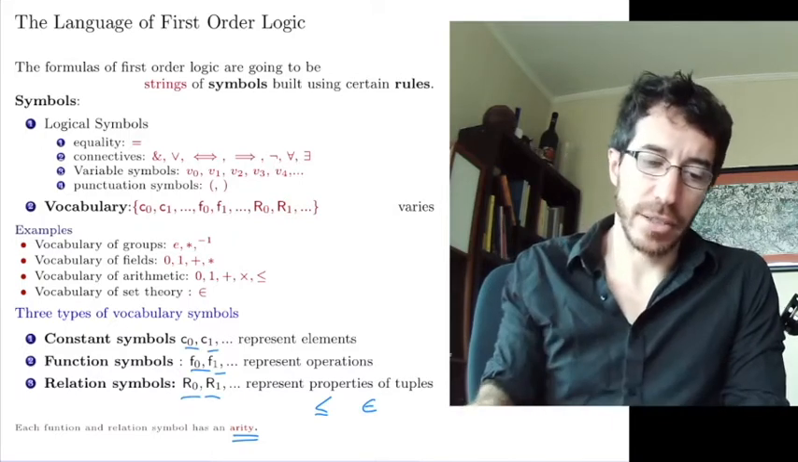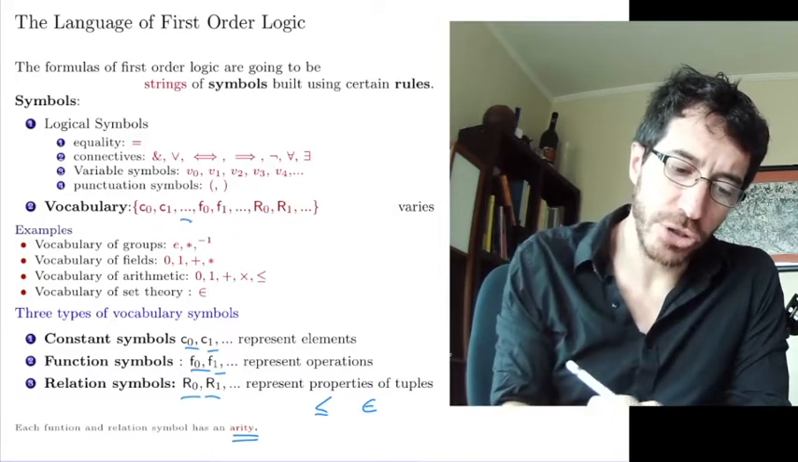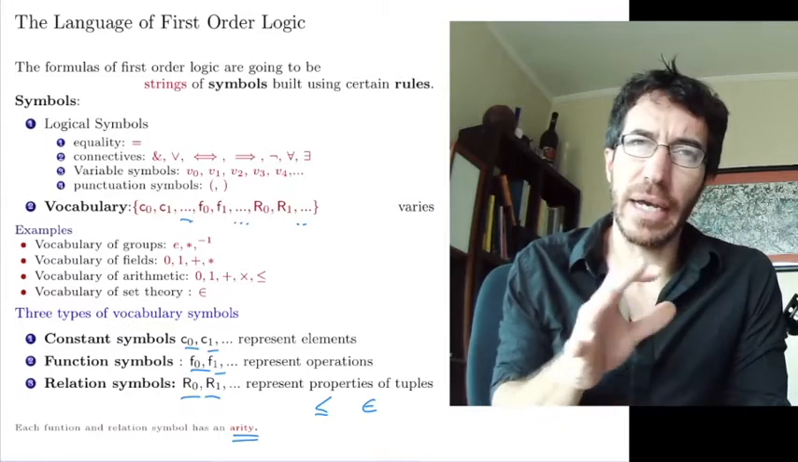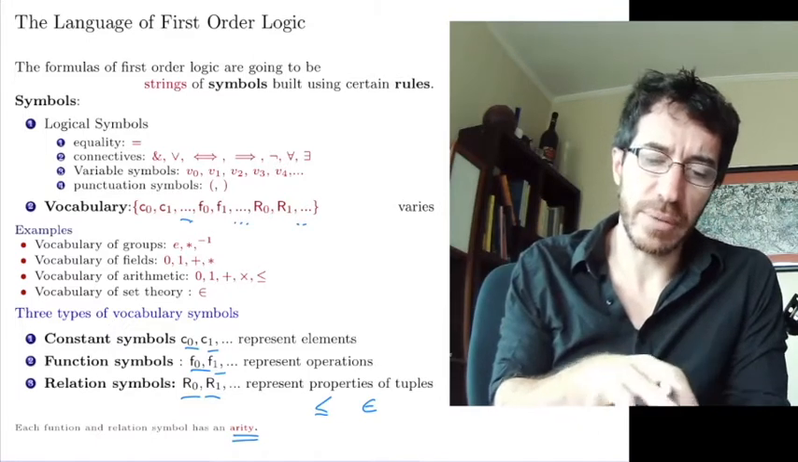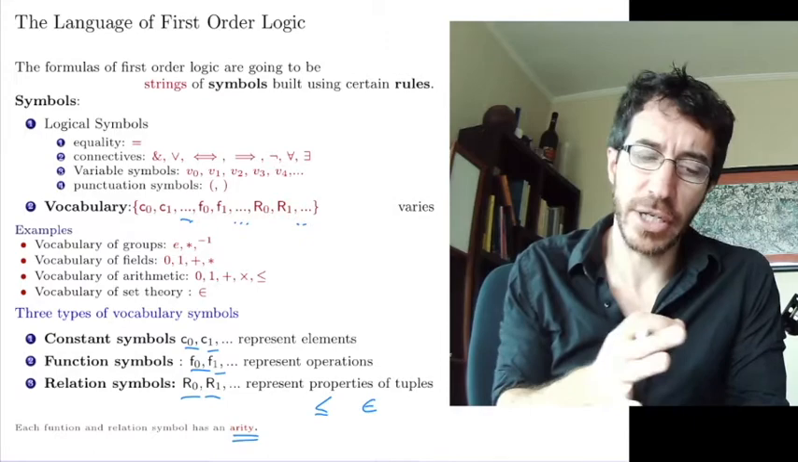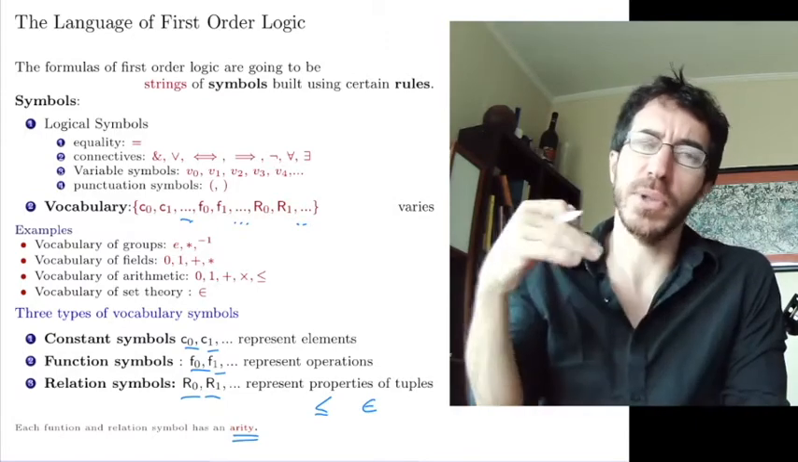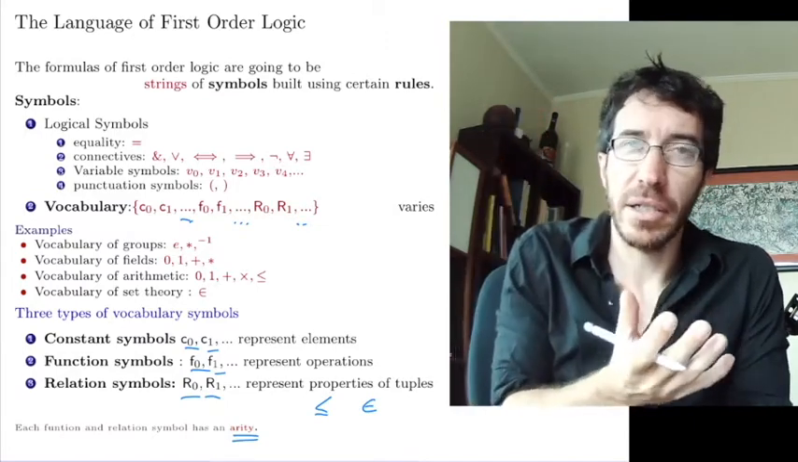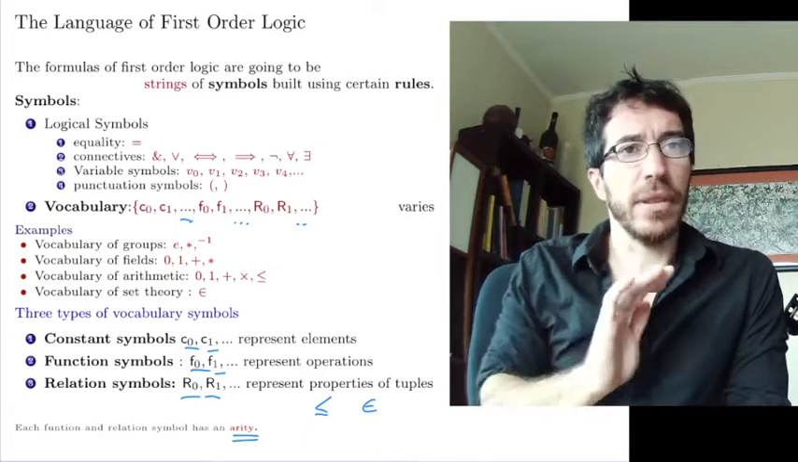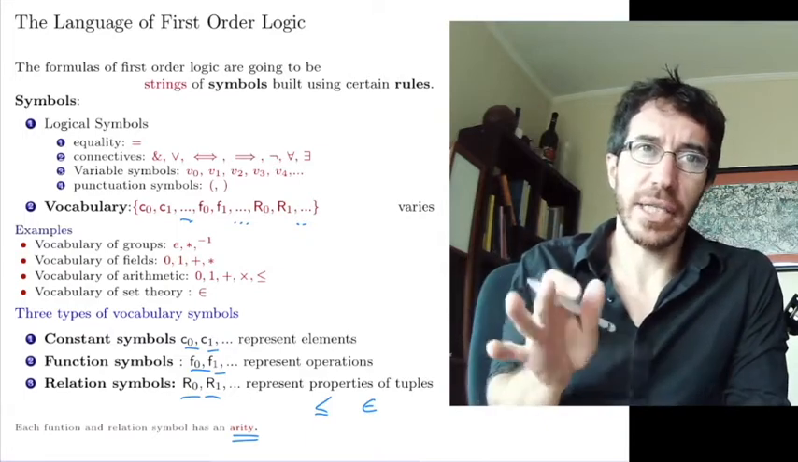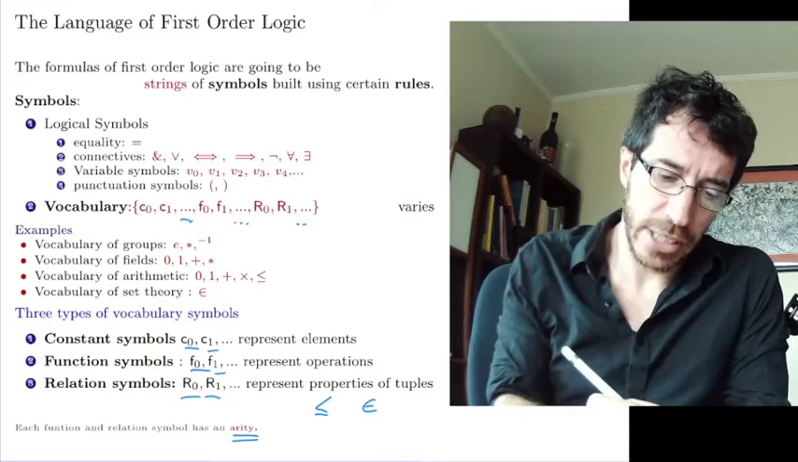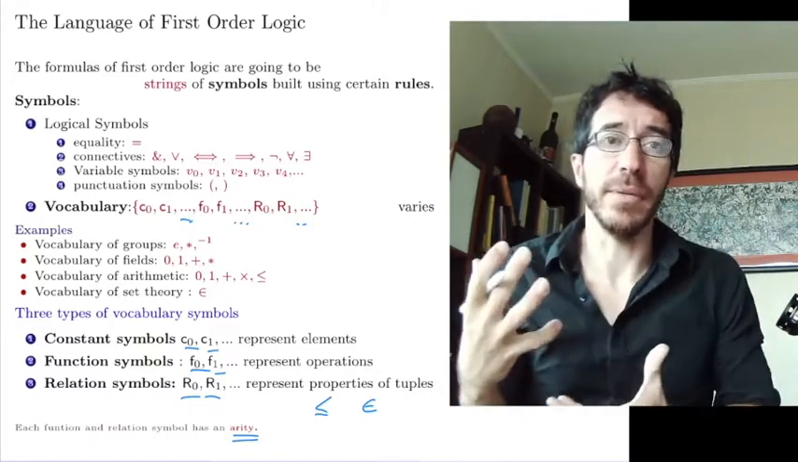Two things to emphasize. Here the dots mean that we can have an arbitrary number of constant symbols, an arbitrary number of function symbols, and an arbitrary number of relation symbols. We may have 0, 1, 2, any number. We may have infinitely many of each of them. That's legal. That's fine. As we see in the examples, in all of them we have different numbers of symbols.